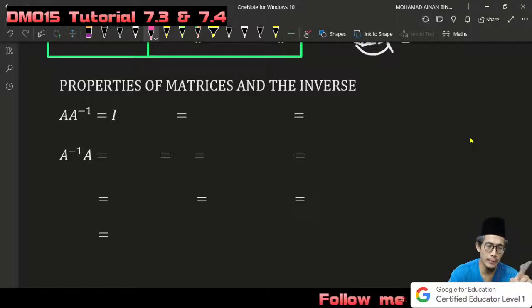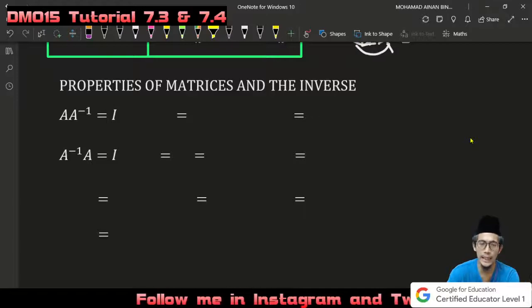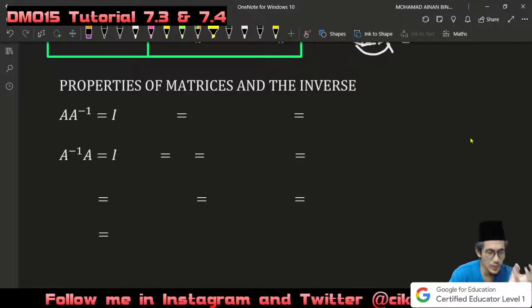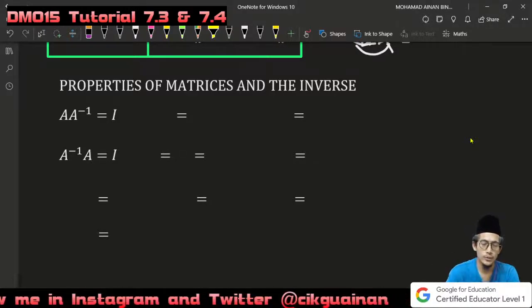Kedudukan dia reverse. Dia depan belakang, belakang depan. Okay. Sama tak? Sama. Sama juga dengan identity. Therefore, kita boleh guna maklumat ni untuk membantu kita to get A inverse.